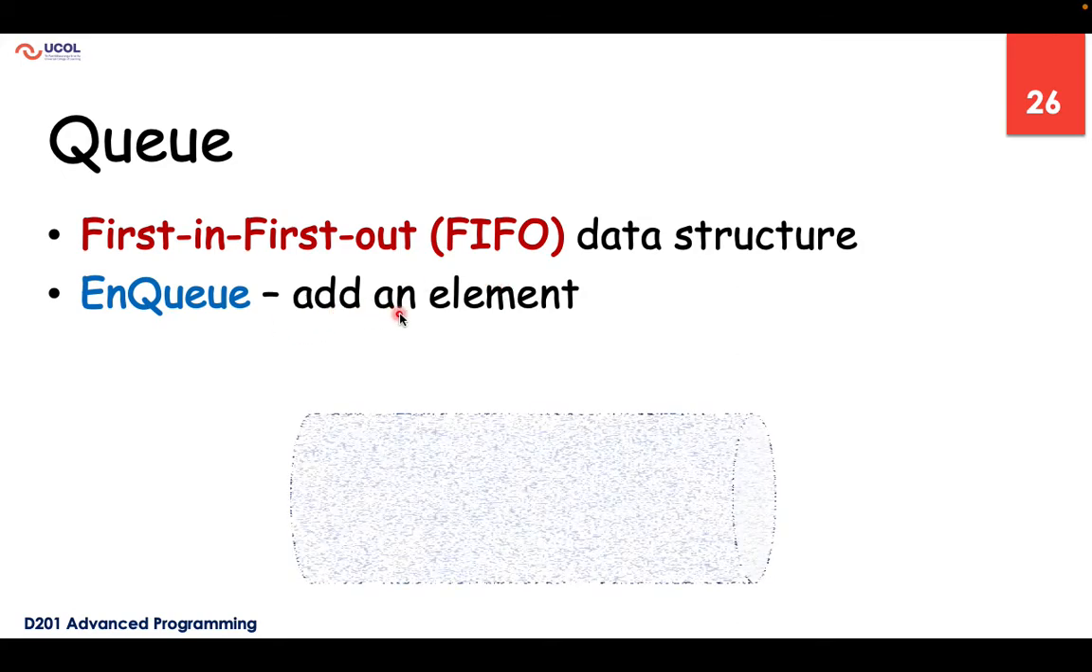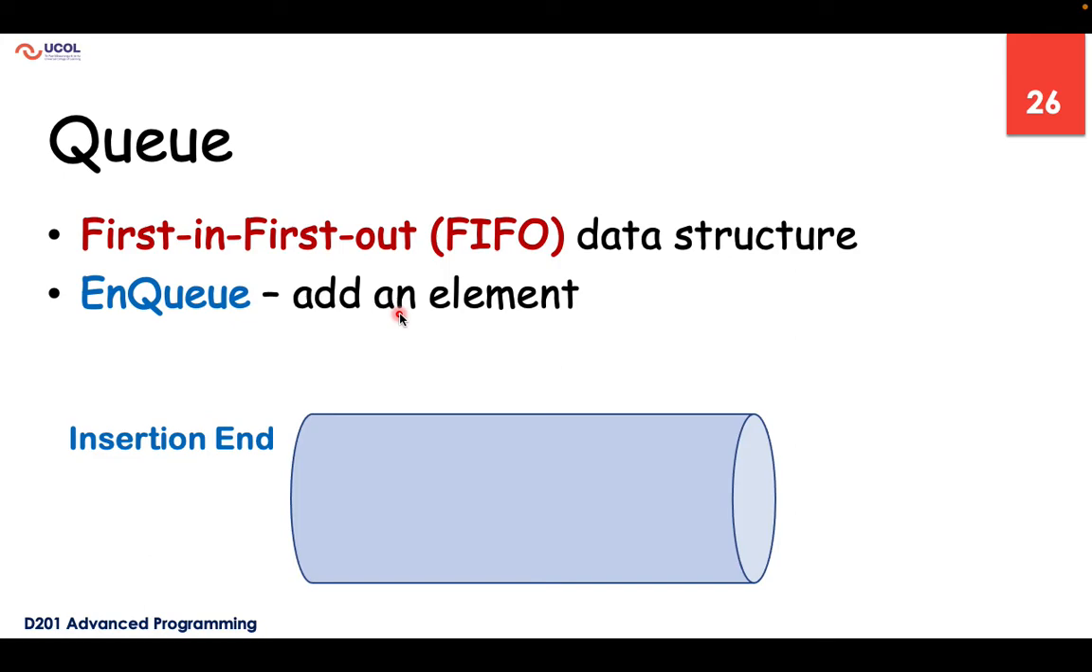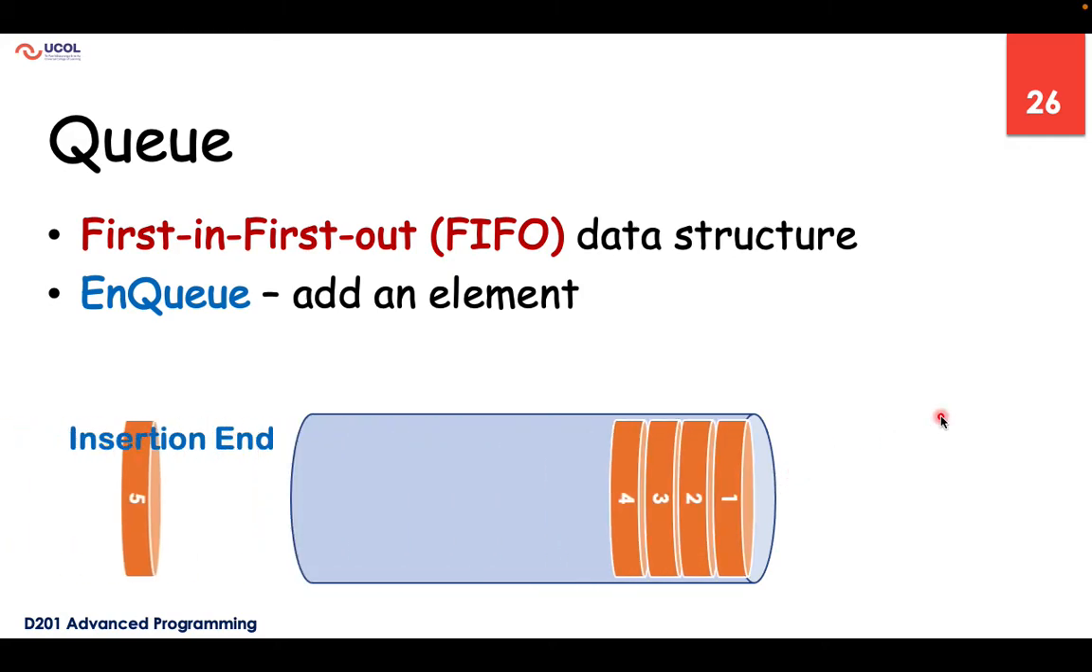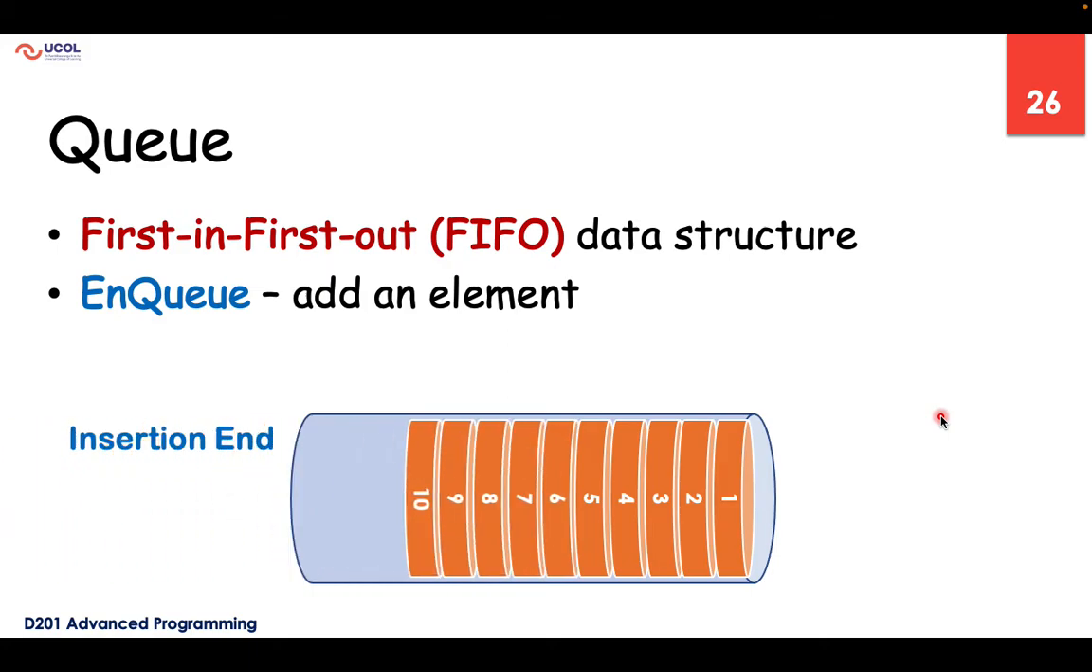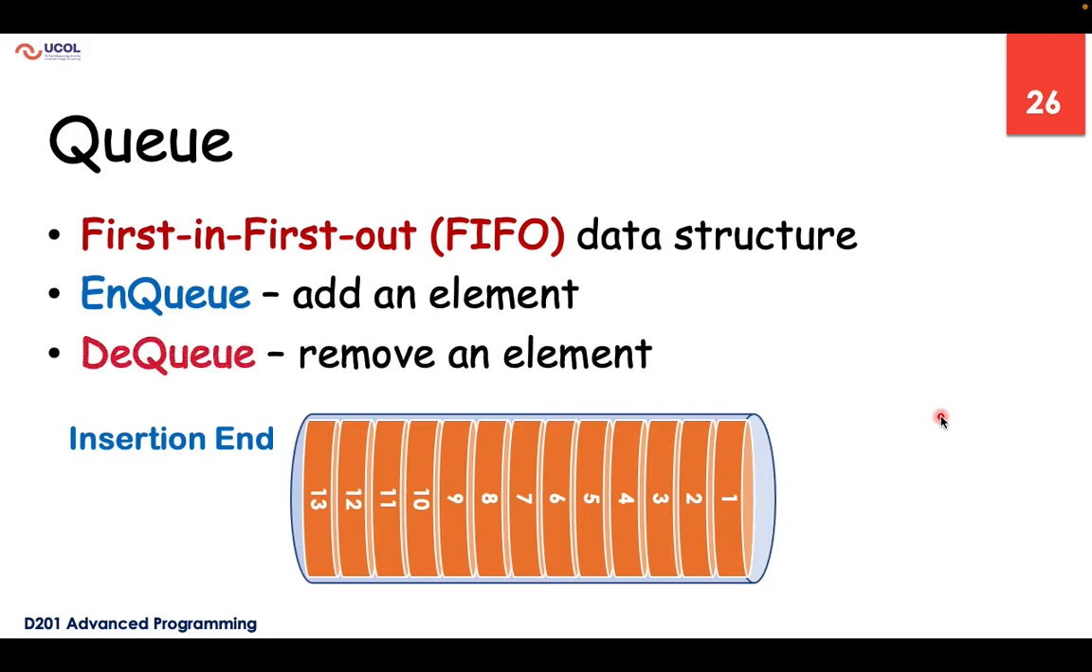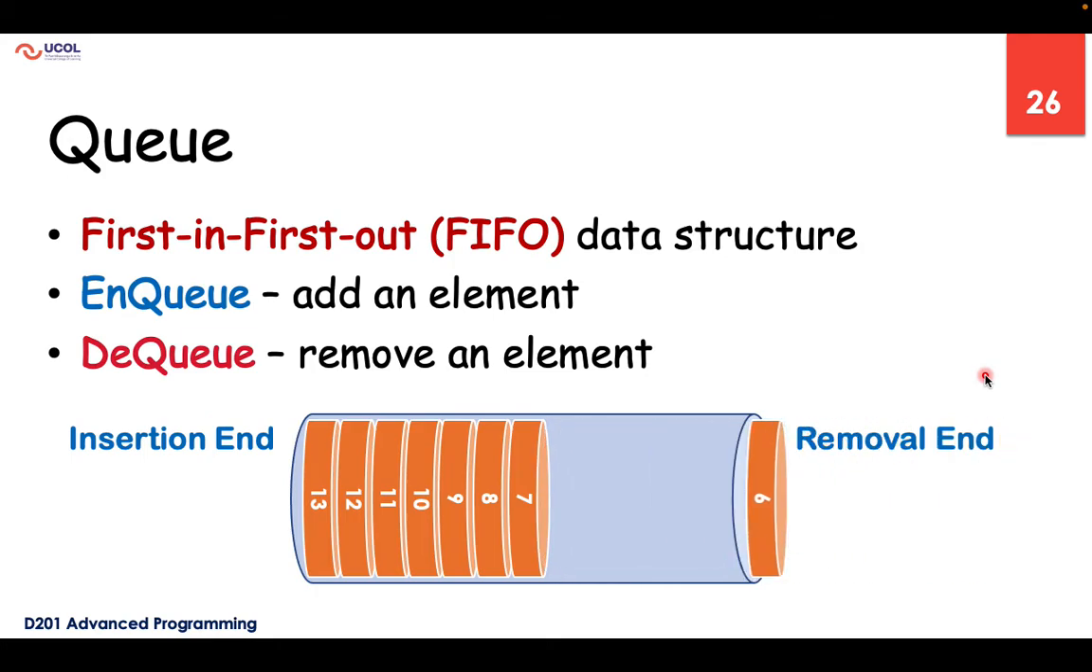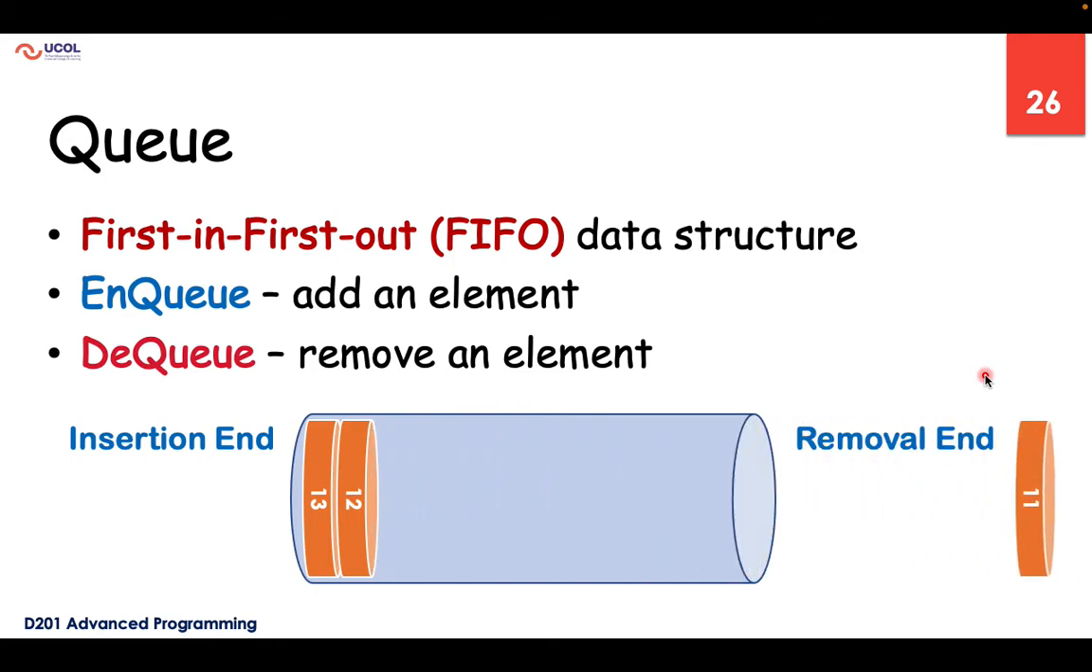In a queue, when adding an element, we call it the insertion end. Here the insertion end and the deletion or removal end are different. So we are inserting the elements 1 2 3 4 5 6 7 8 9 10 11 12 13. We are inserting from this particular end, but when we are removing, we remove whoever is at the front of the queue, not the top, the front of the queue, that is 1. So we are removing from the other side, the removal end, which is different from the insertion end. So we can remove those elements.